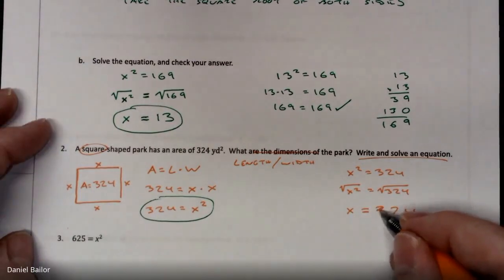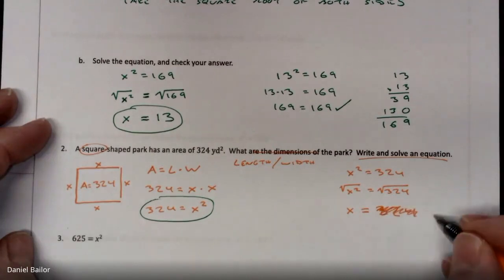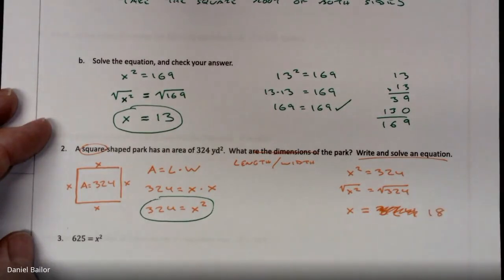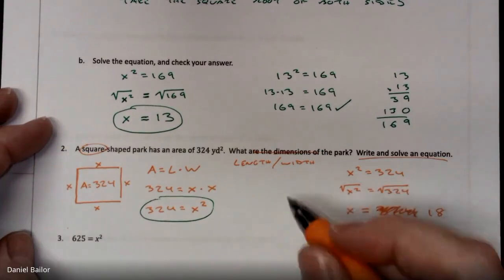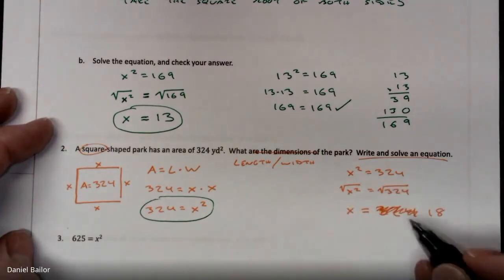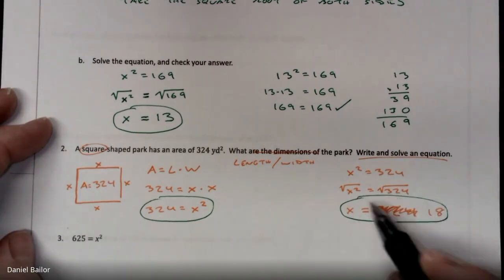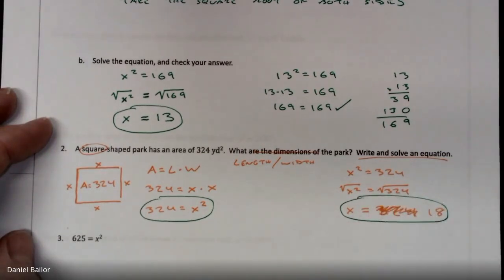No, sorry, it was 18. X is 18 because 18 is the square root of 324. 18 times 18 makes 324. So x is 18, which means that's our other answer. So this is our equation, and then I solved it, and x equals 18.